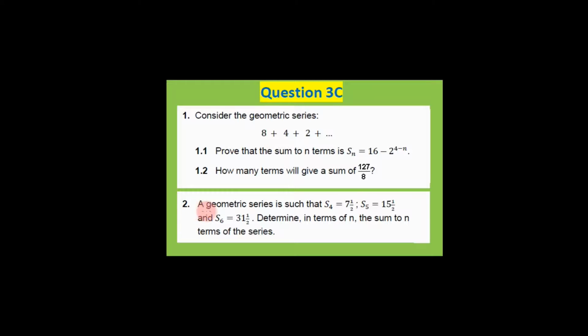Let's look at the answer to the second question. We have a geometric series. And they tell us that S sub 4, the sum to 4 terms, is 7.5. S sub 5, the sum to 5 terms, is 15.5, and S sub 6, the sum to 6 terms, is 31.5. It says determine in terms of n the sum to n terms of the series. So we are asked to find the general sum given this information.